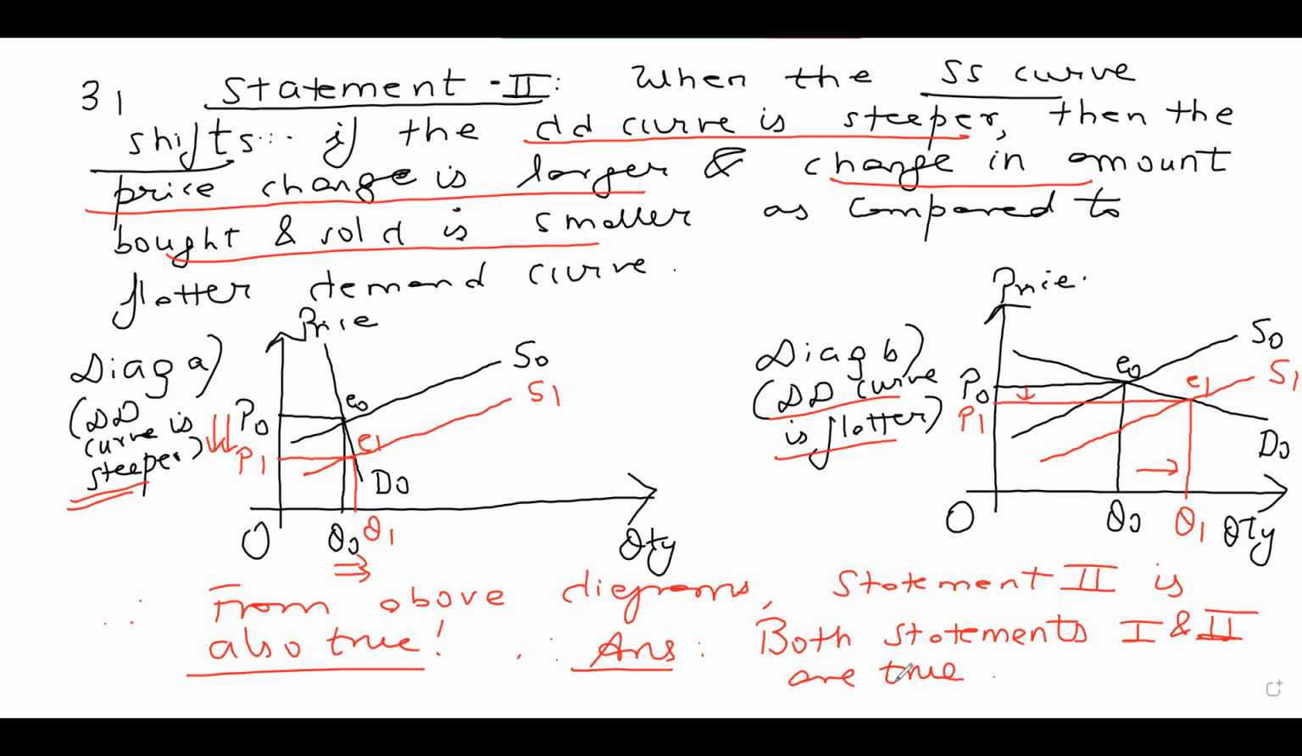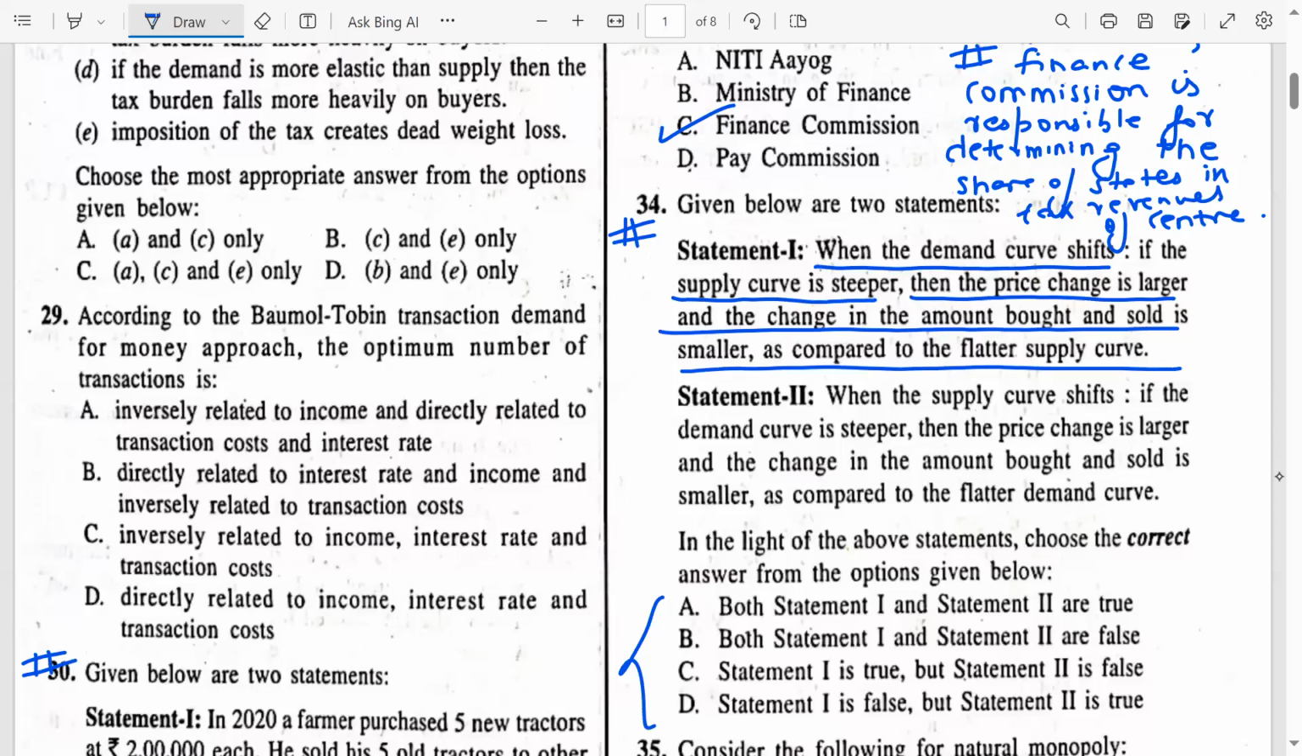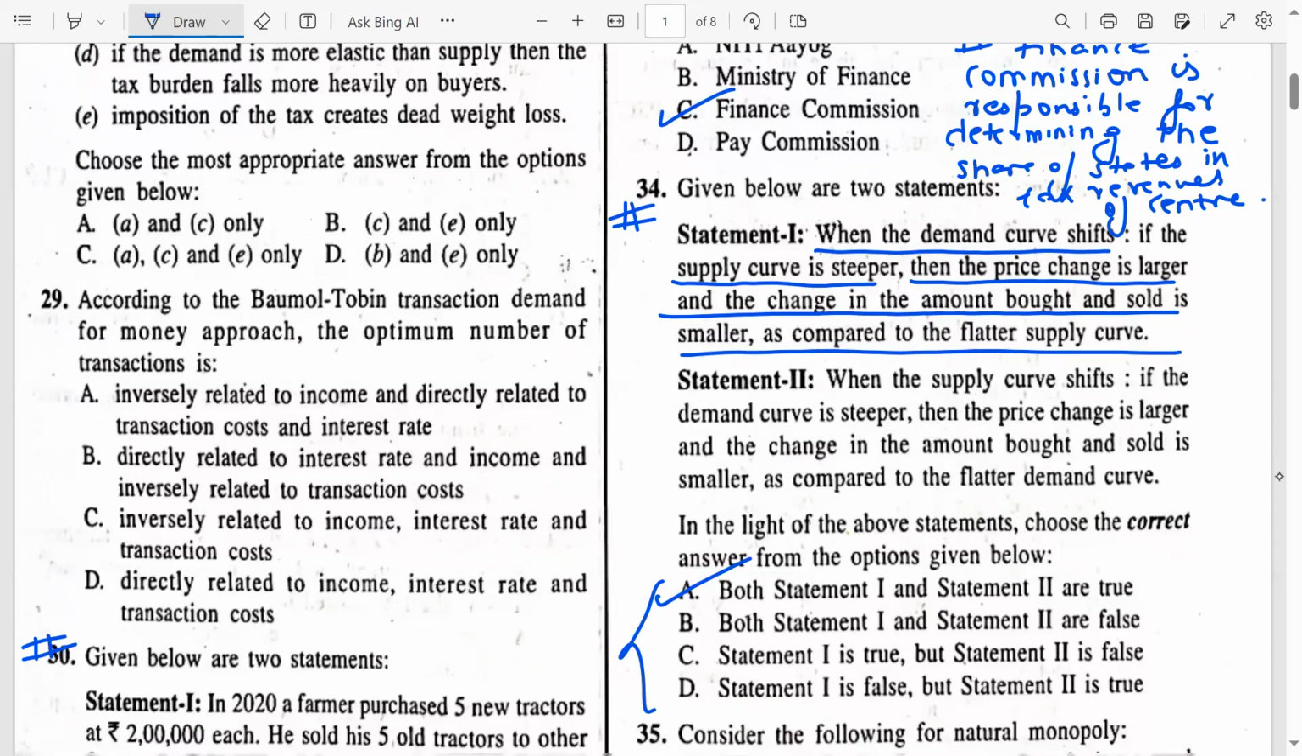Okay, where will you find this? These concepts have been covered in my Econ 101 Introductory Microeconomics. The concepts of demand and supply are all covered in my Econ 101. So if I come back to the question paper, we can mark the correct answer. The correct answer is both the statements 1 and 2 are true. Option A is the correct answer.